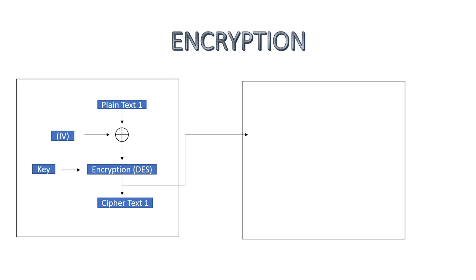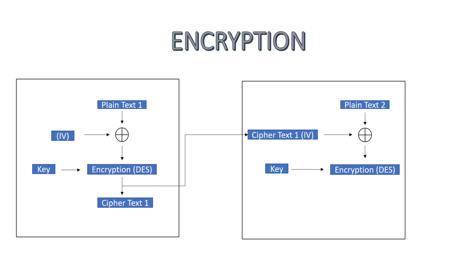For the following block, ciphertext 1 will be used as the initialization vector, which will then pass through the XOR functions again to produce the results, which will then be encrypted again using the DES standard, which will give us ciphertext 2. The cycle will repeat until the end of the final block from the plaintext.